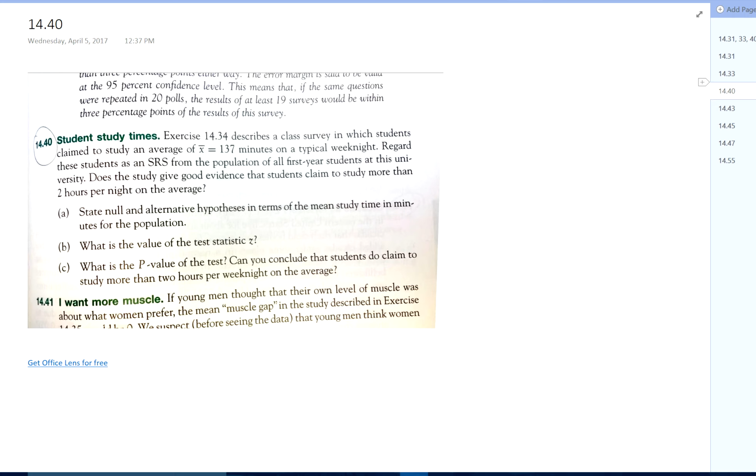Okay, 40. Exercise 14.34 describes a class survey. Students claim to study an average of x bar equal to 137 minutes on an average night. In 14.34 it says the population standard deviation is 65 minutes, and study time is normal. So we have first-year students at a university, and it's an SRS, a simple random sample. The population is normal, and we know sigma. So those are our conditions for doing a test.